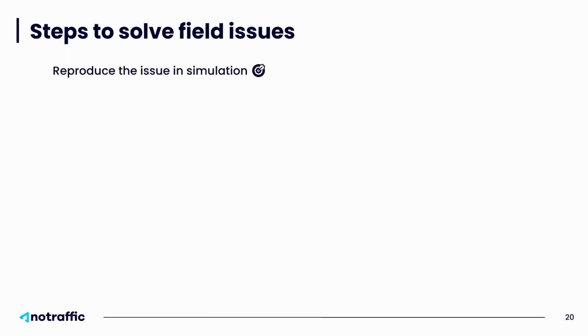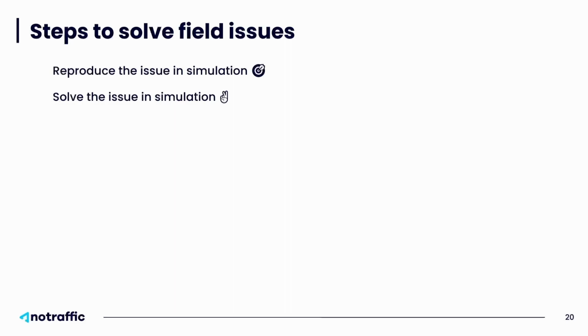So the steps we use in order to solve a field issue: the first step is reproduce the issue in simulation. Simulation is as good as it reflects real life. It doesn't matter if you got 0 error in the calibration. If you aren't able to reproduce what's happening in the field, I cannot do much with the simulation. So we want to reproduce the issue in simulation. We want to solve the issue in simulation.